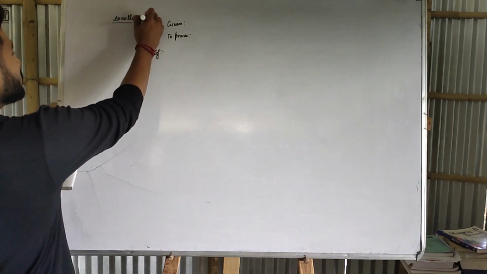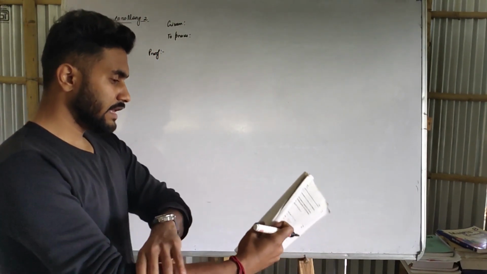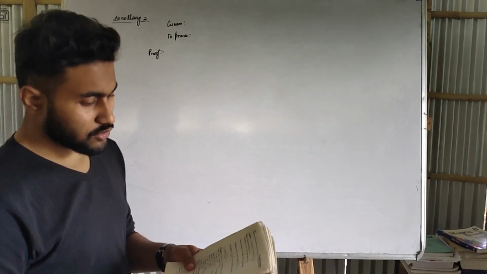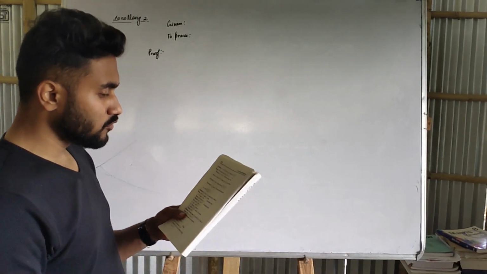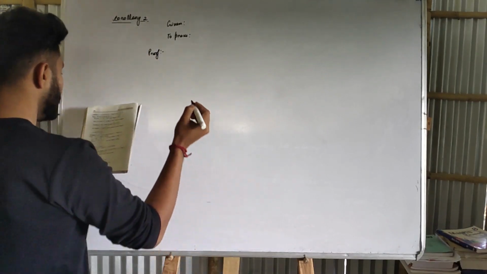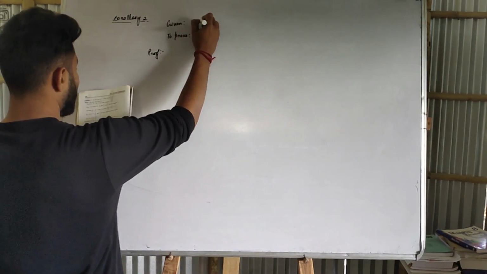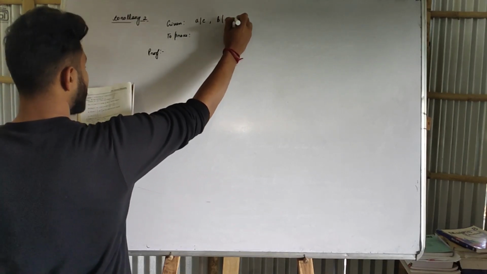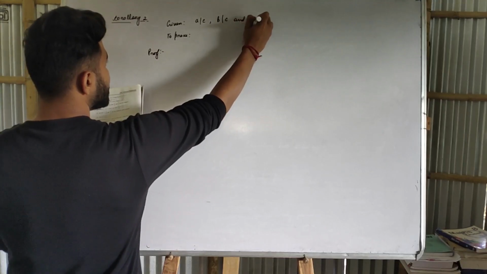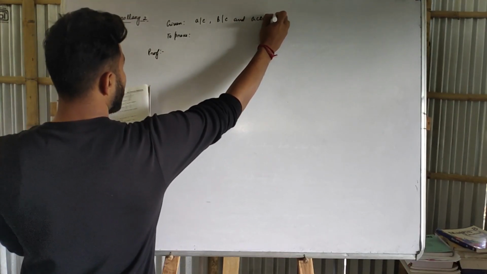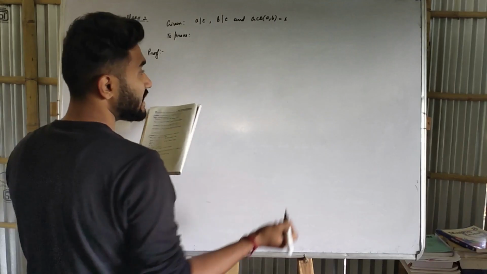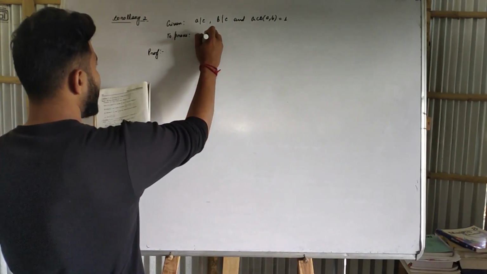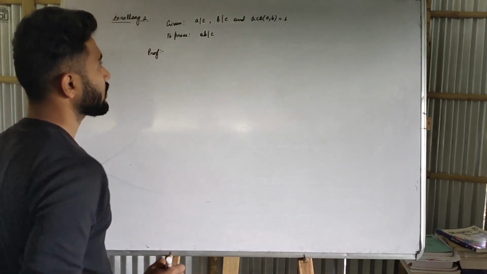So corollary 2 says: if a divides c and b divides c and GCD of AB is equal to 1, so all are given, then you have to prove that AB divides C. So it is given that A divides C, B divides C, and another given is GCD of AB is 1. It means A and B are relatively prime to each other. So we have to prove that AB divides C.